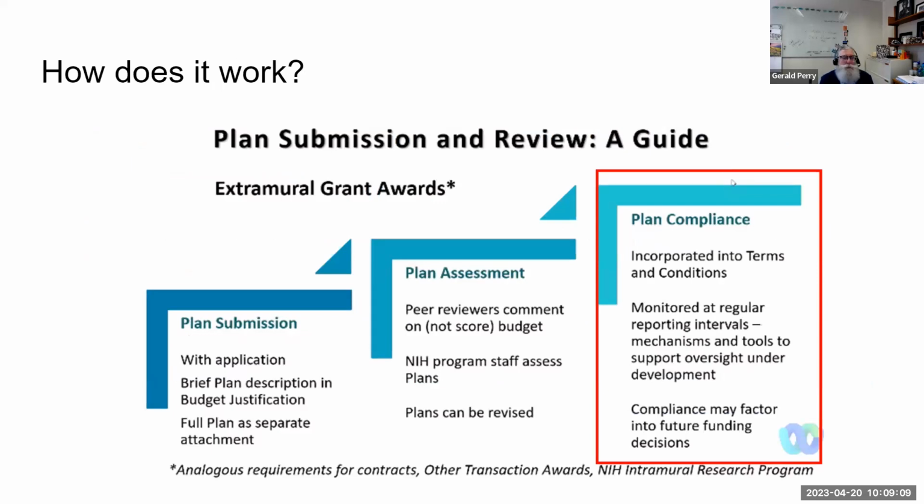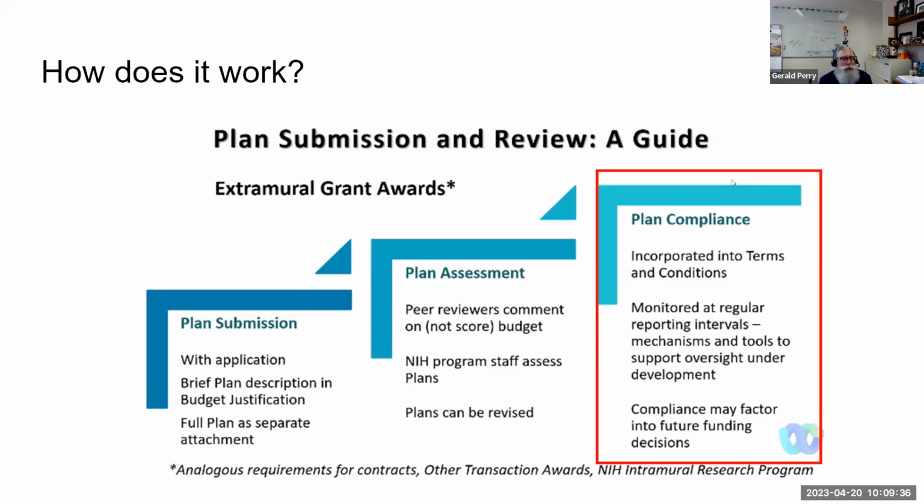Folks will submit their plans with their applications. A brief plan description goes into the budget justification, and the full plan is a separate attachment. That plan assessment will be done by peer reviewers, but not scored, and they'll comment in the budget. The NIH program staff will assess the plan, and then plans can be revised by those who've submitted.